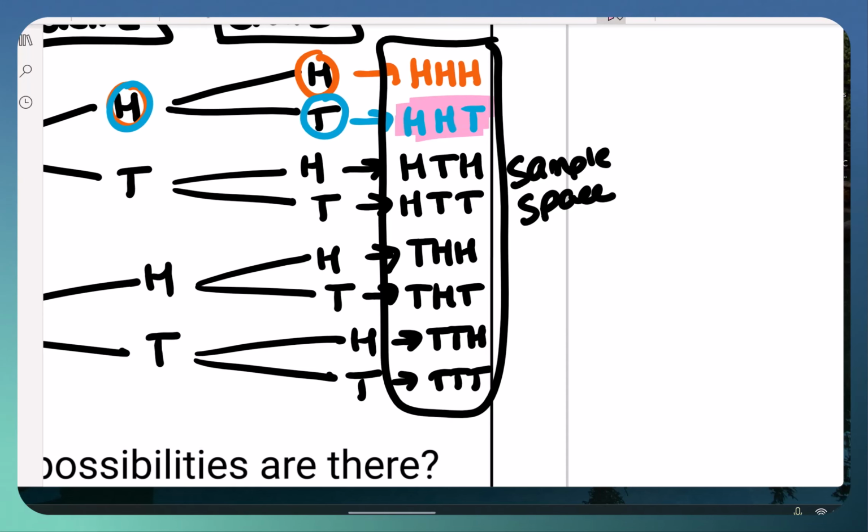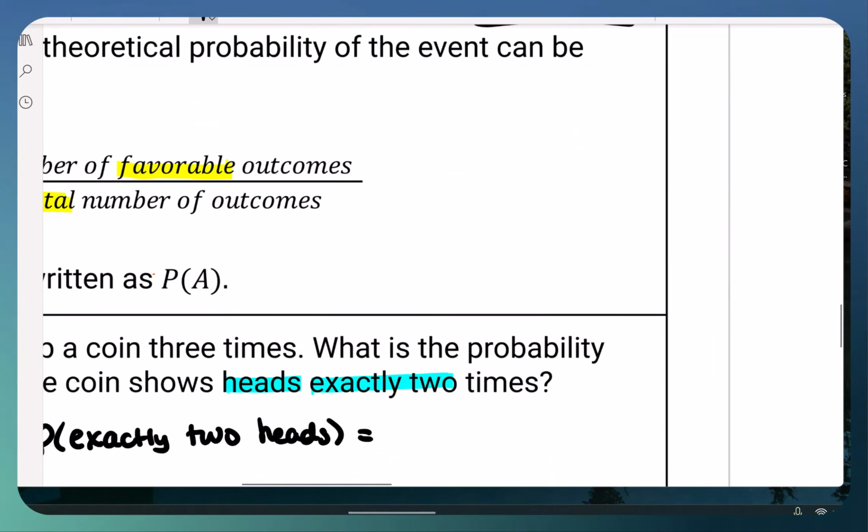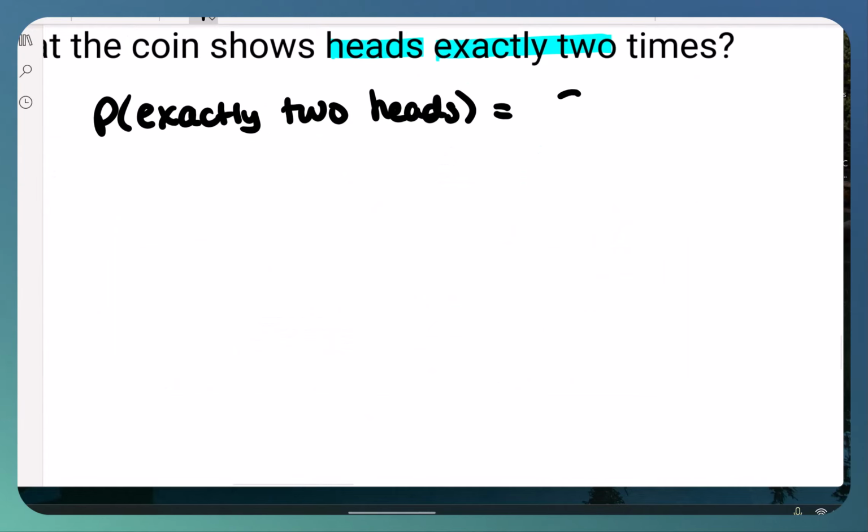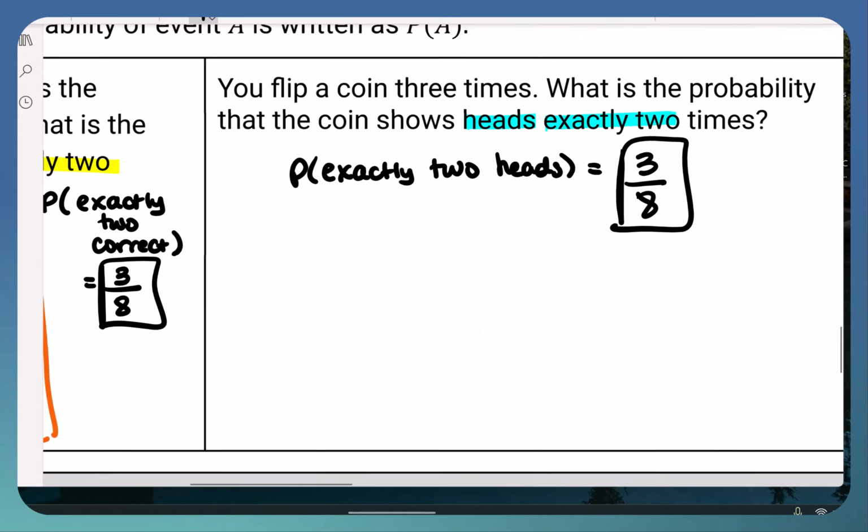2 here. 2, 2. Do you see anything else that has exactly 2 heads? No. So how many do I have? Okay, they got 3 out of 8. 3 out of 8.